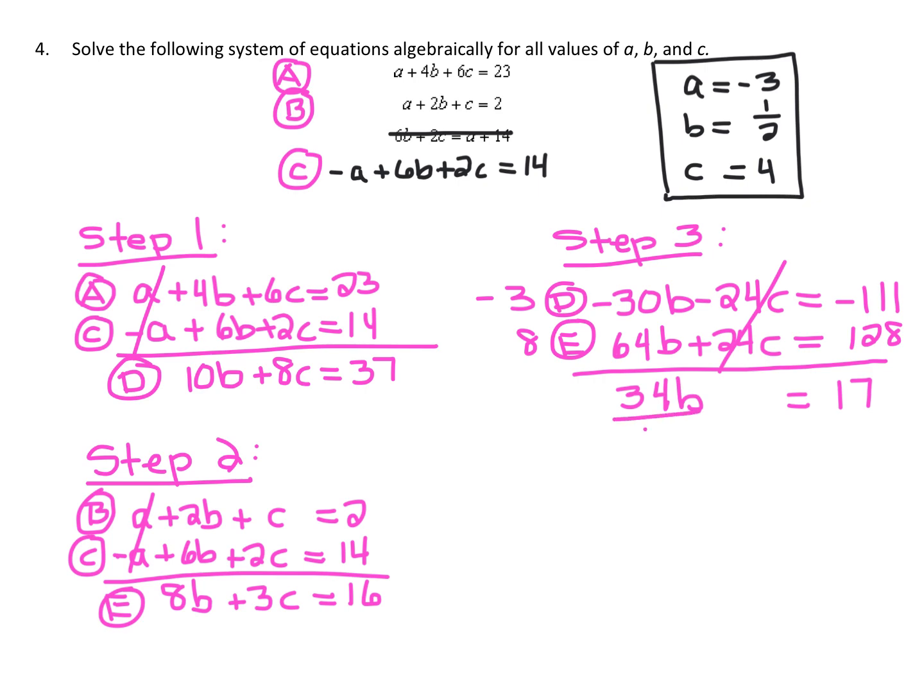Okay, and then when we divide both sides by 34 to get the b by itself, we wind up with b equals 1/2, or 0.5, however you want to write that. So look at that. That matches up with what we had gotten in our calculator.